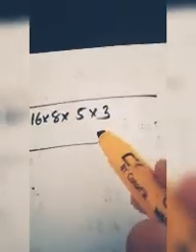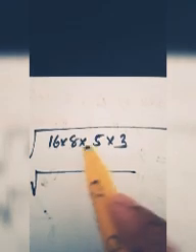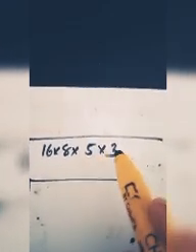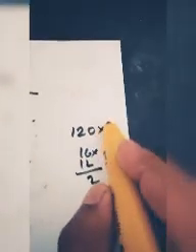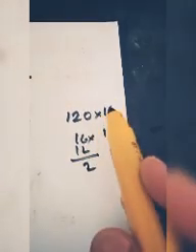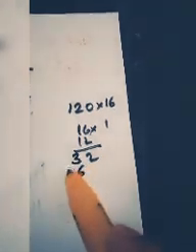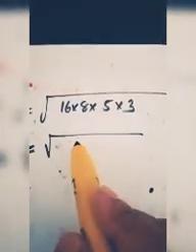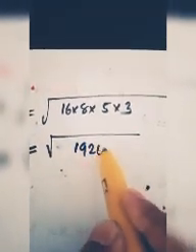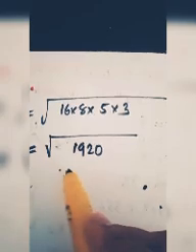Once again, see here, 8 into 5 is 40, 40 into 3 is 120, then 120 into 16. Okay, what is 120 into 16? You have to do that. Just take the product of 16 and 12, then just add a 0. That's enough. 16 into 12, then just add a 0. Answer is 1920. Okay, this will be the answer.